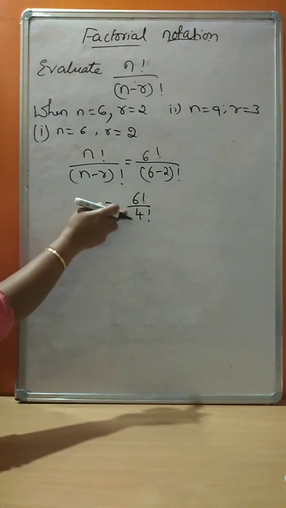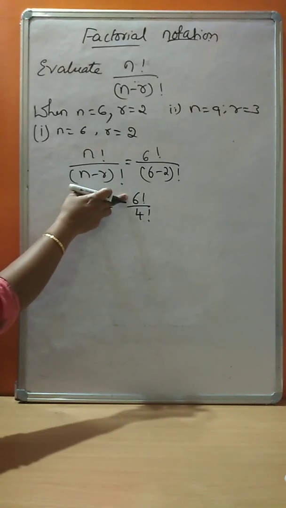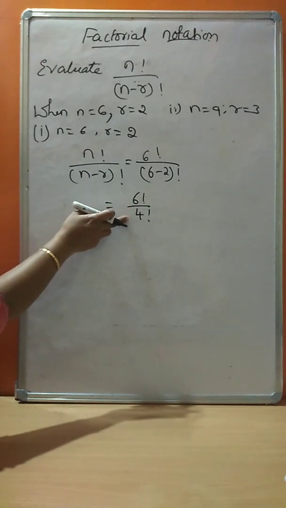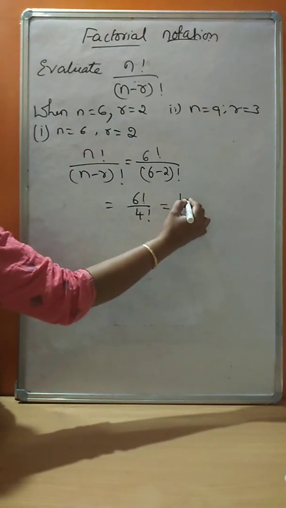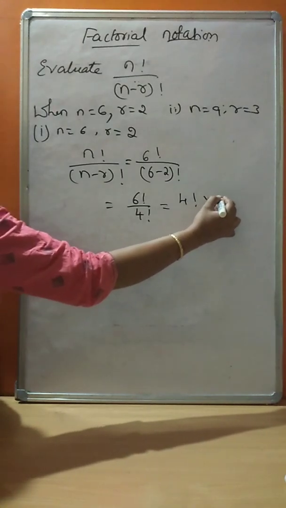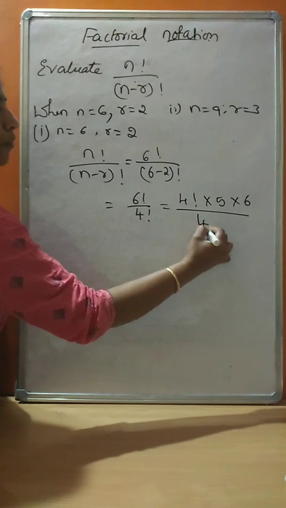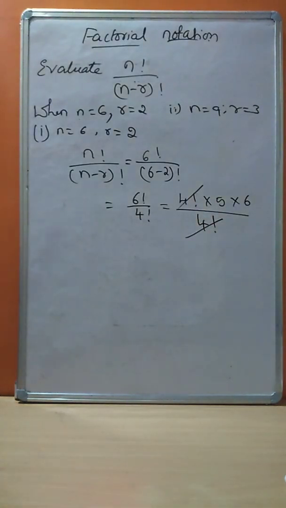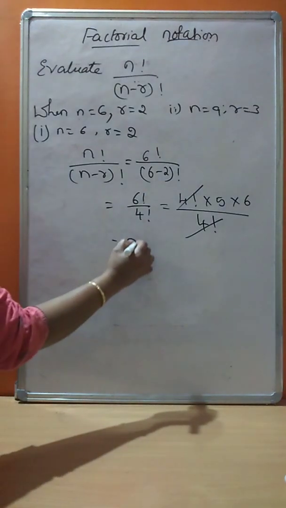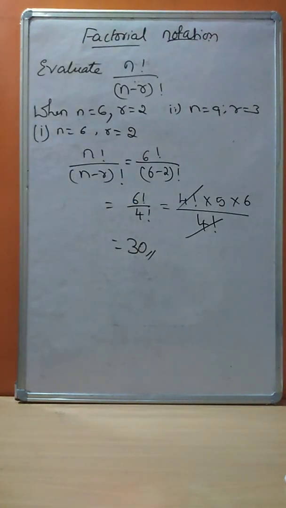Among them, which one is lower and which one is higher? The numerator is higher, the denominator is lower. So the numerator can be written in the form of 4 factorial into 5 into 6, whole thing divided by 4 factorial. 4 factorial and 4 factorial get cancelled. 5 sixes are 30. Clear? Similarly, you have to write all the exercise problems. Do you understand?